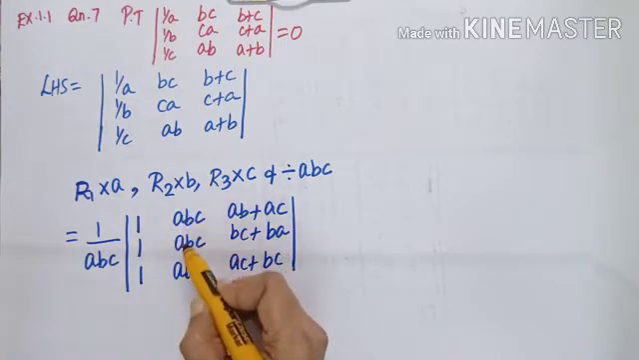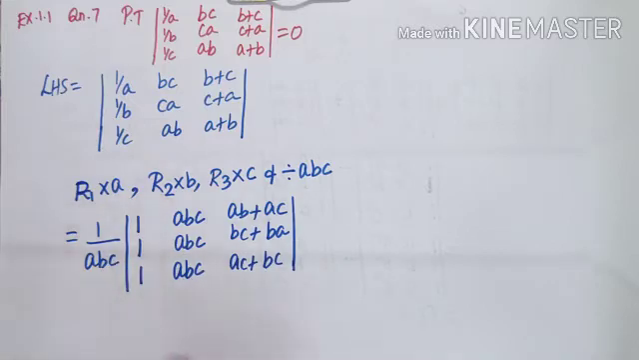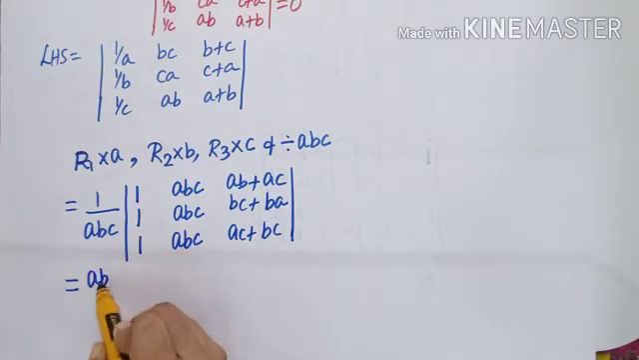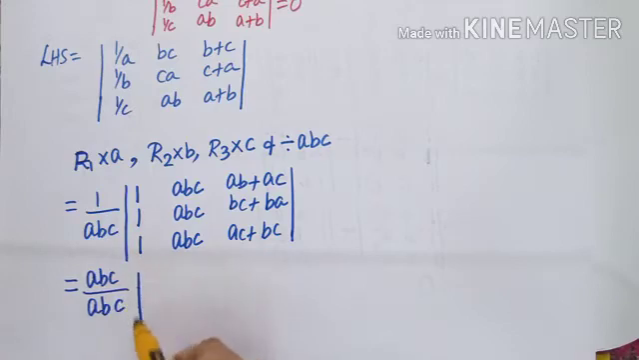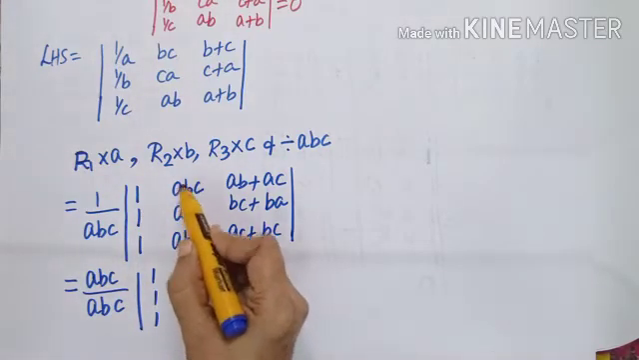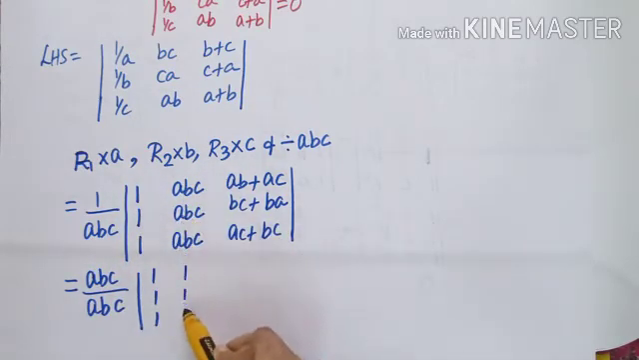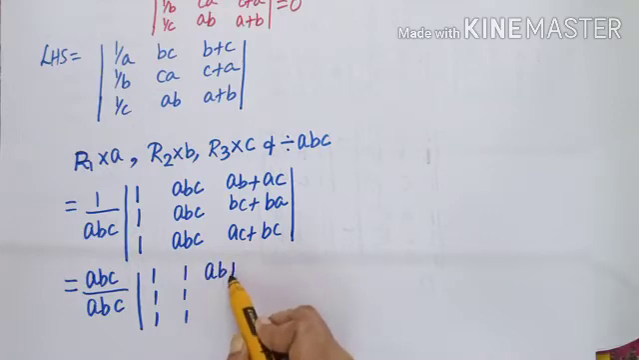So, any common element can be taken out. My next step is taking ABC out from C2. ABC by ABC, first column copy as it is. If I take ABC out, this is 1, 1, 1. Third column copy as it is.